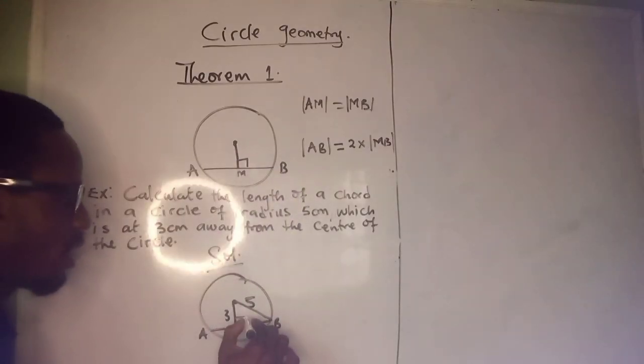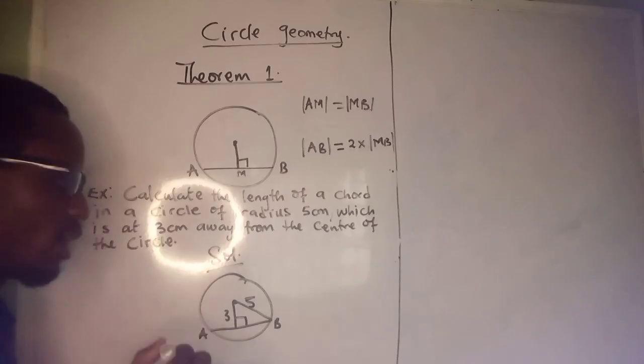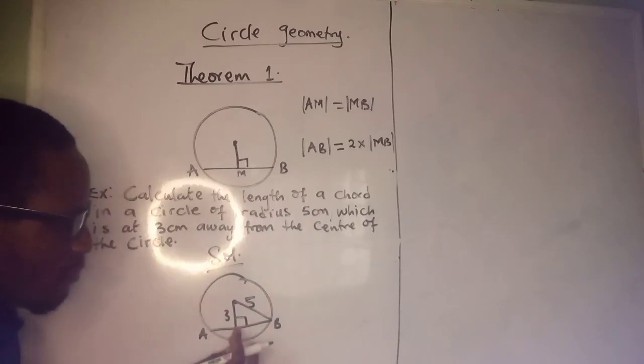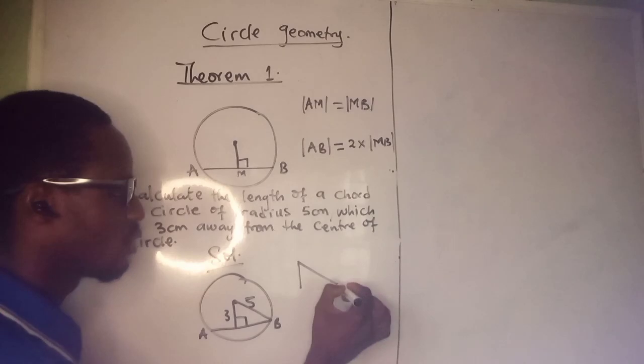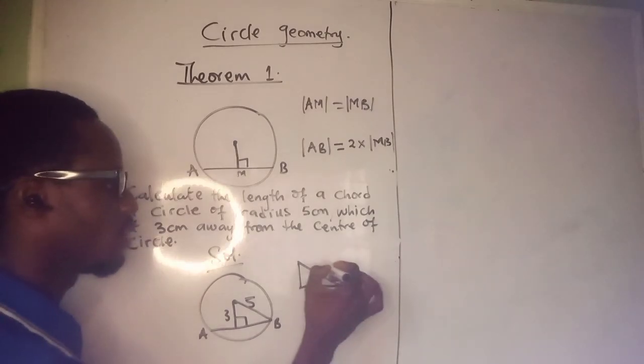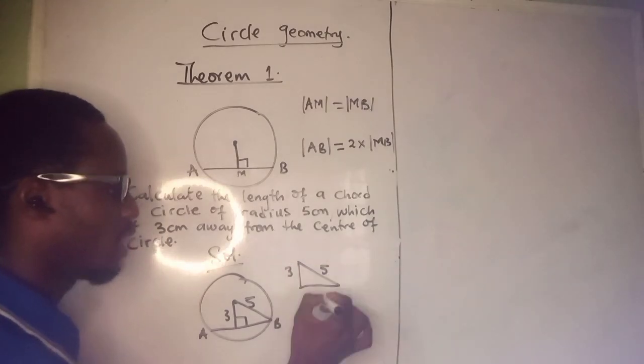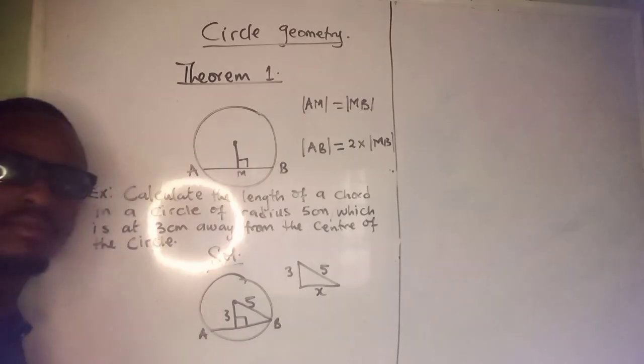So which means we have a right angle here. Having a right angle here shows that we have made a right angle triangle out of this question. So here is 5, here is 3, and here would be x.